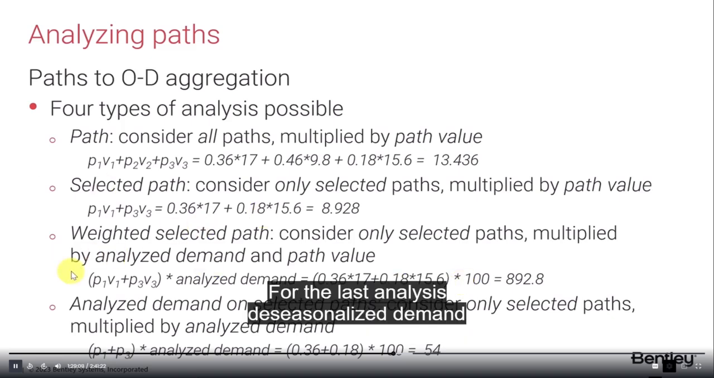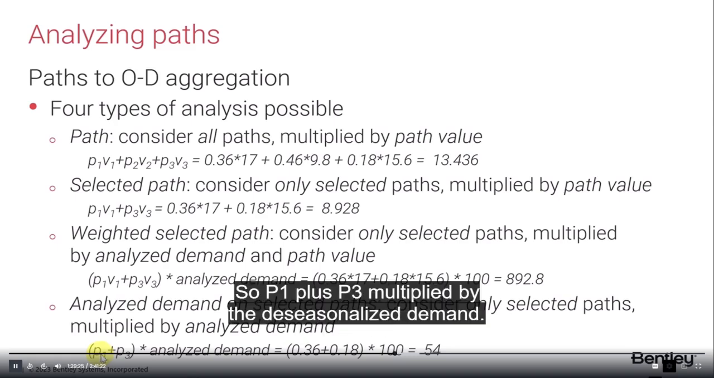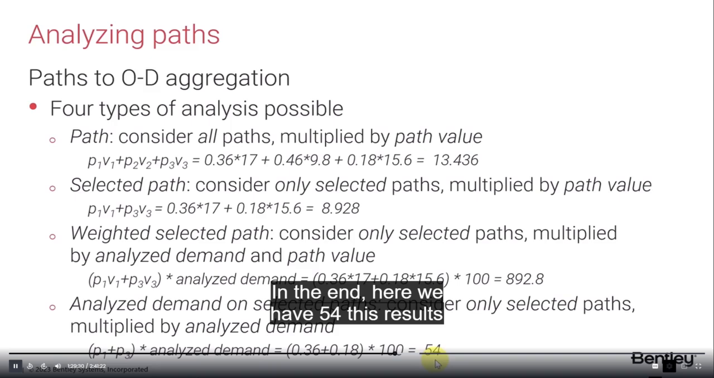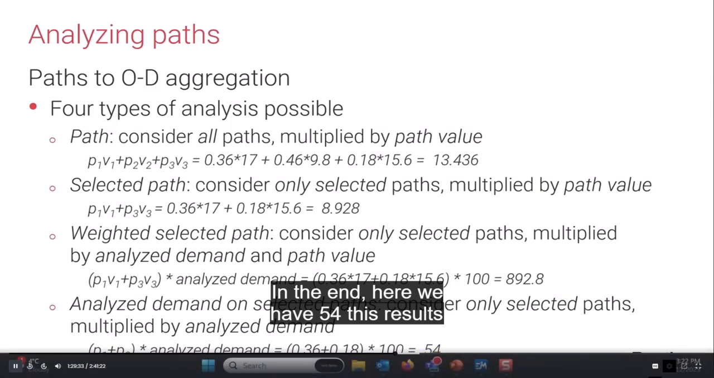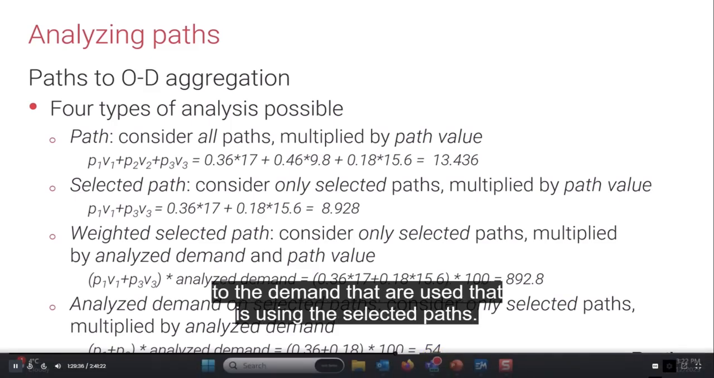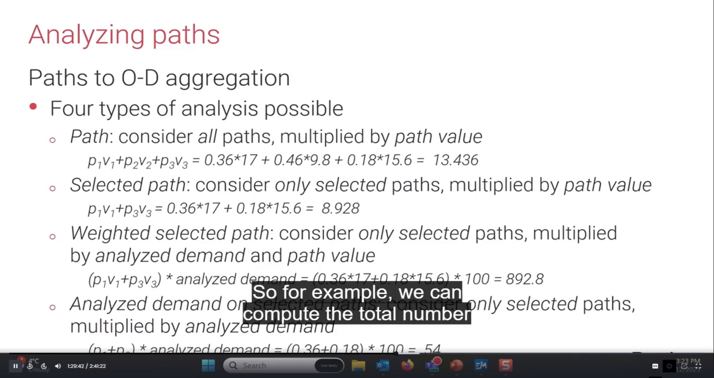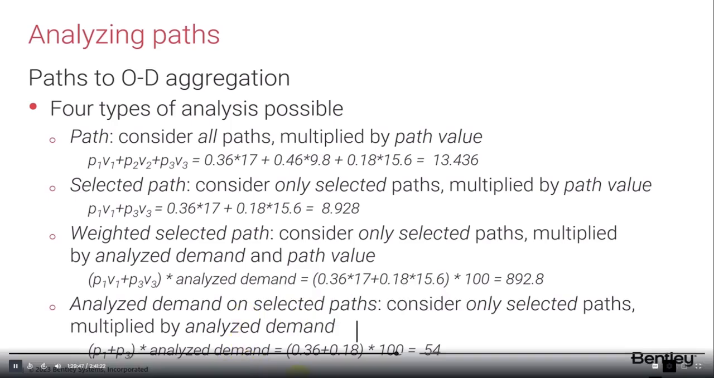For the last analysis, analyzed demand on selected path, we consider only the selected paths multiplied by the analyzed demand. You can see that we don't have the path value anymore. So the calculation is the sum of the proportions on selected paths, so P1 plus P3, multiplied by the analyzed demand. In the end here, we have 54. This results in the demand that is using the selected paths. So for example, we can compute the total number of vehicles which travel more than 10 kilometers.